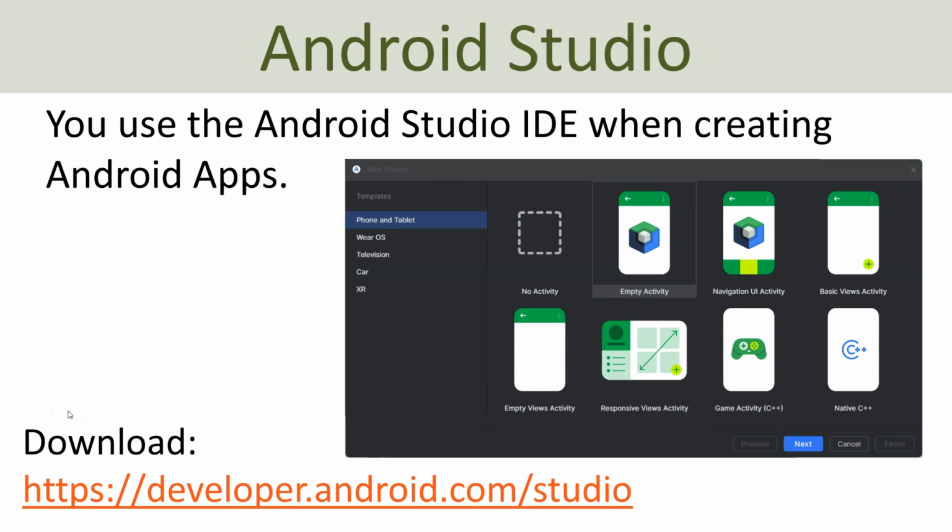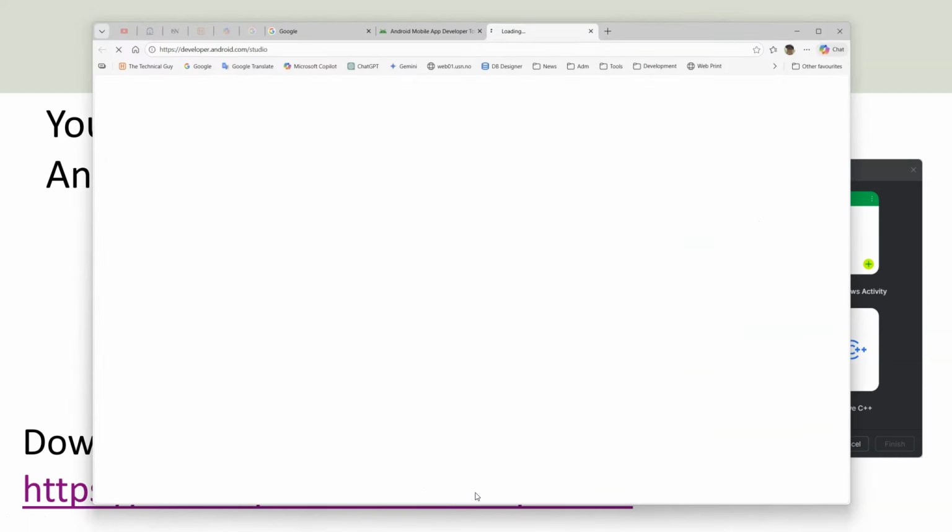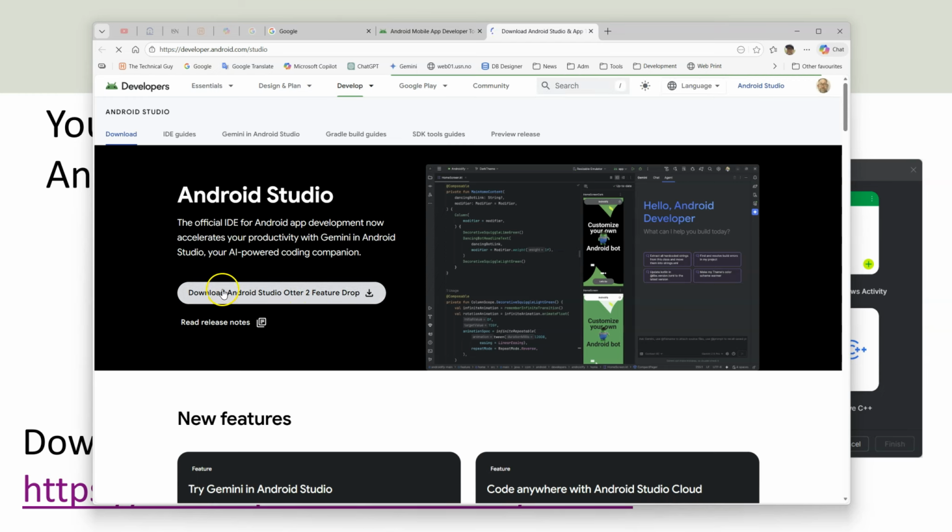So the first thing we need to do is to install the Android Studio. So Android Studio is the integrated development environment that you need to use in order to create Android applications. So basically just go to the web page developer.android.com/studio in order to install this Android Studio software. It's free to use, and you can just download here. It's available for Windows and Mac, etc.